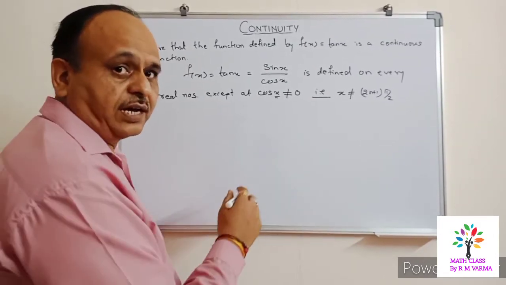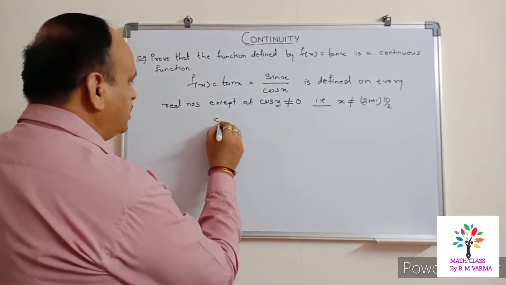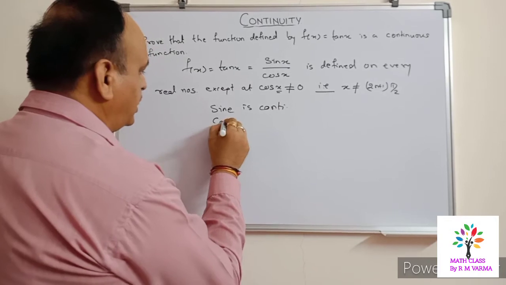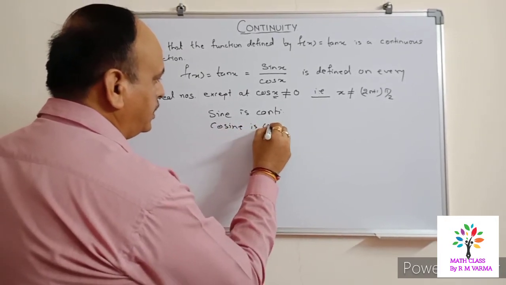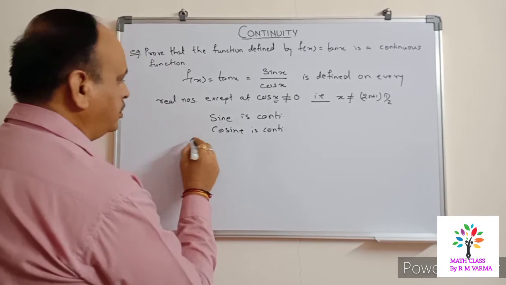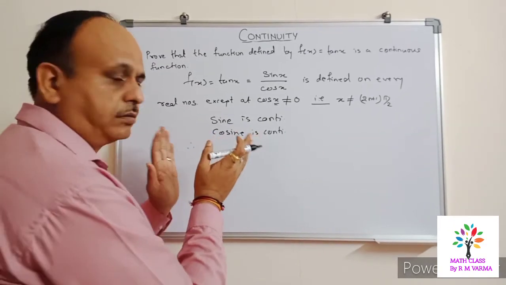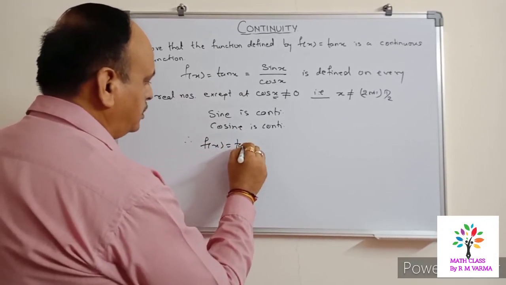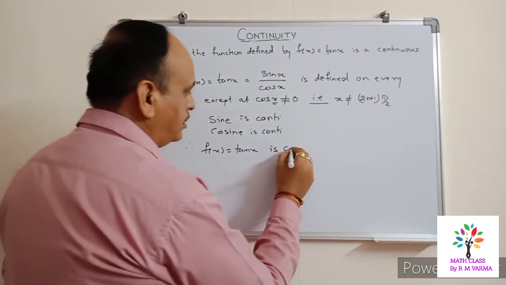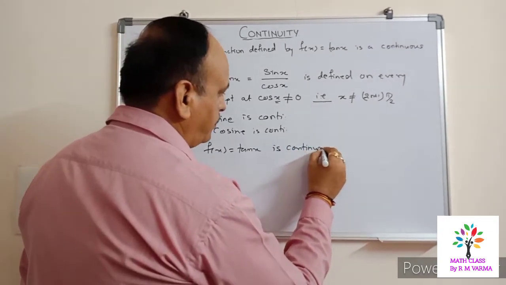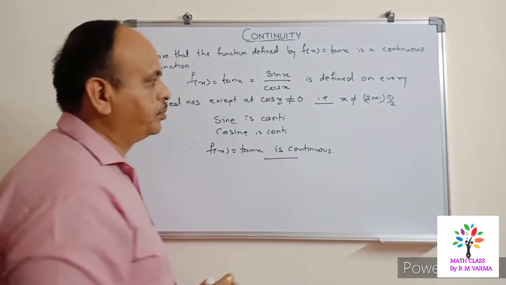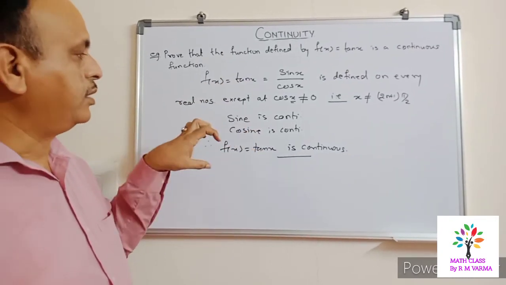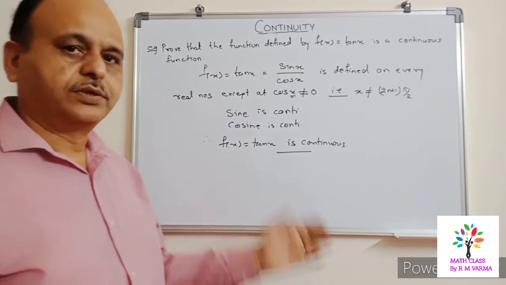We have just proved that sine and cosine functions are continuous. Sine is continuous, cosine is also continuous. Therefore, using this fact and putting it in the function, f(x) equals tan x is continuous. So nothing more to prove in this. By understanding sine and cos, that same proof is applicable here, and using that we can prove that tan x is continuous.